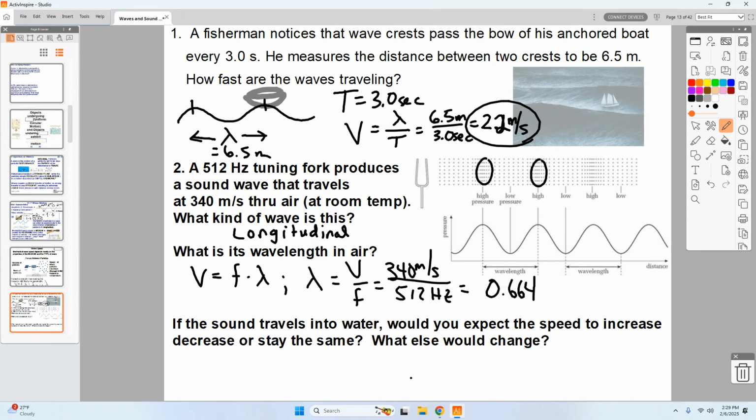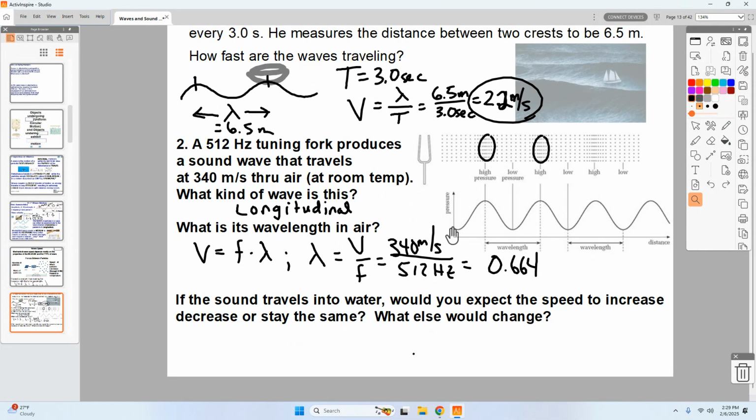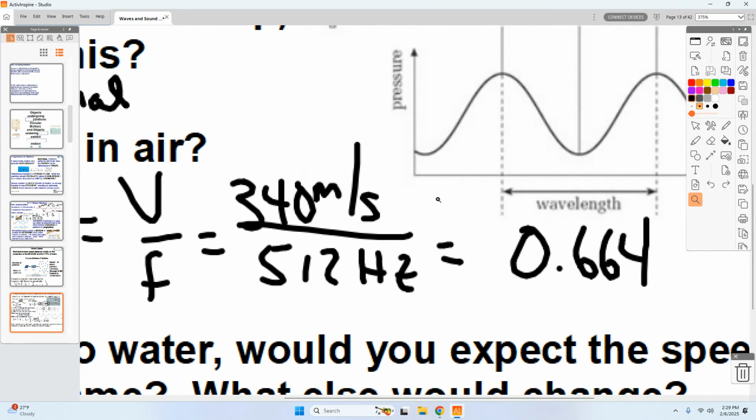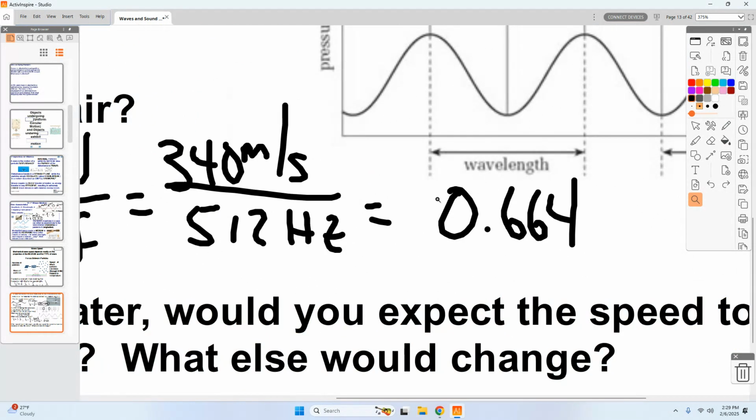And I would ask you to see if you can figure out what the units are for that quantity. So let your equation be your guide here and see if you can figure out how that reduces to an appropriate unit for that wavelength.